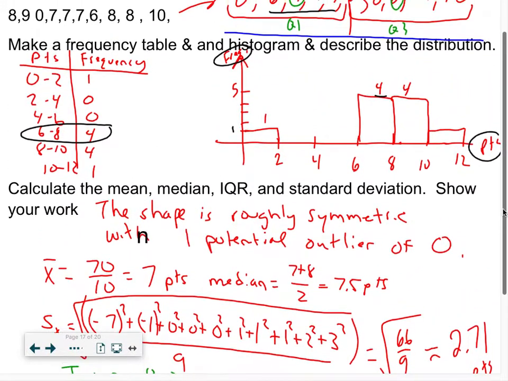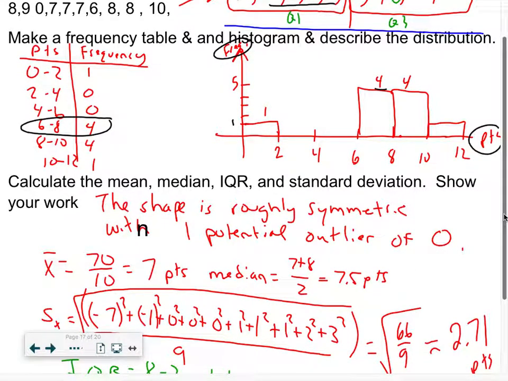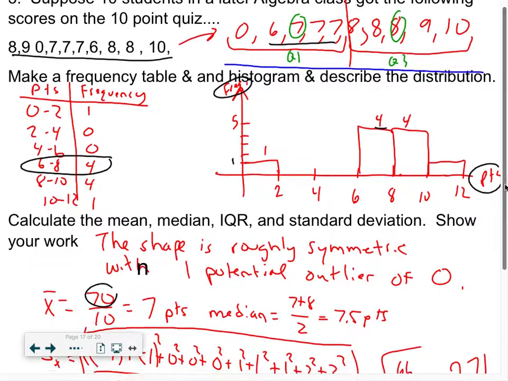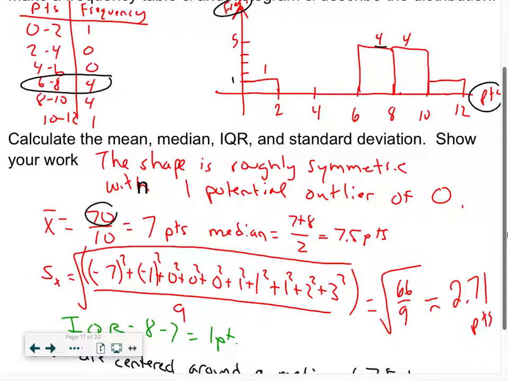Then to find the mean, I add all the values together. So 70 is what I get when I add all of these. And I divide by how many there are, which is 10. And that gives me 7 points. Make sure you include units for that. The mean is 7 points.